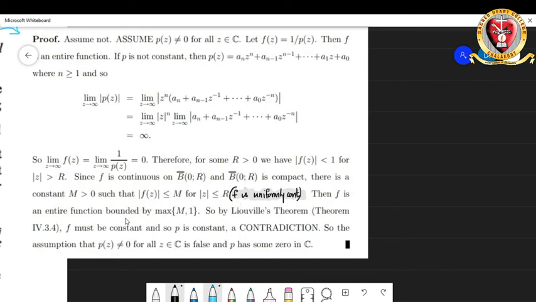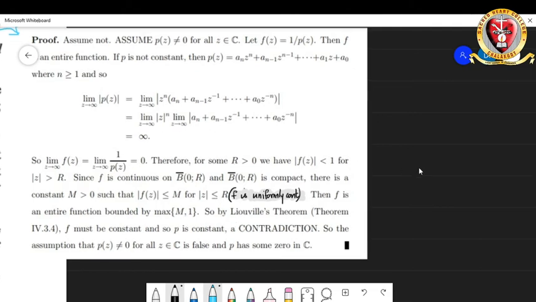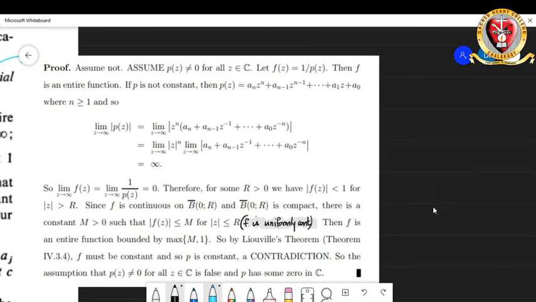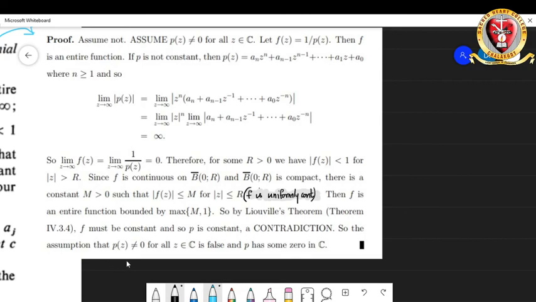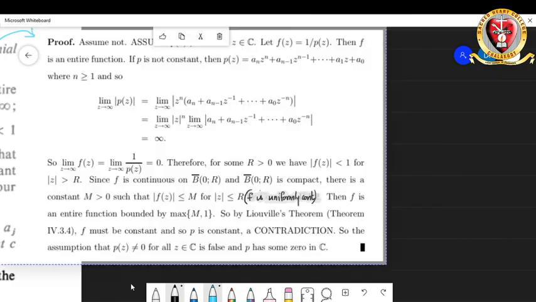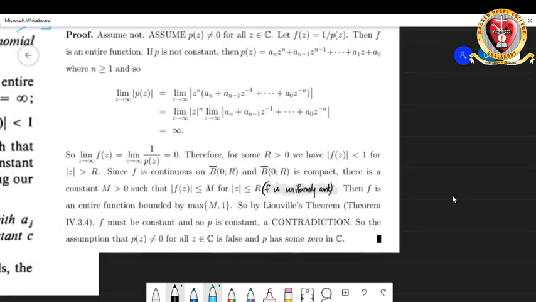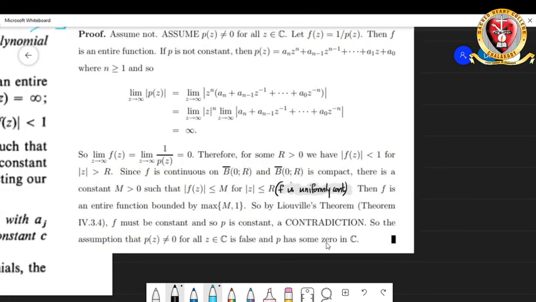Now, f being an entire function, by Liouville's theorem, we know that the function is bounded, by either M or 1, whatever is the maximum, you can take that. That means the function will reduce to a constant by Liouville's theorem. So f is a constant, which implies p is a constant, but we had taken p to be non-constant. So you have a contradiction there. Our assumption that p of z is not equal to 0 for all z belongs to C becomes a false statement. So that means p will have some 0 in C.